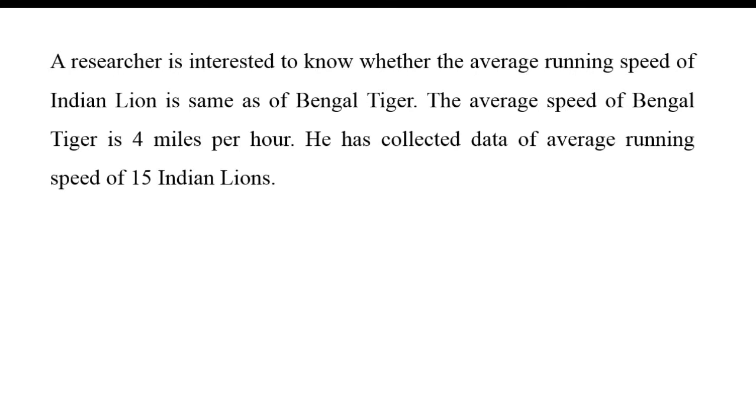The mean speed or the average speed of this sample can be compared with the hypothetical speed that I have considered over here for the Bengal tiger. The null hypothesis in this example would be that the average running speed of the Indian lion is equal to the average running speed of the Bengal tiger, whereas the alternative hypothesis would be that the average running speed of the Indian lion is not equal to the average running speed of the Bengal tiger. So let us test the hypothesis now in SPSS.